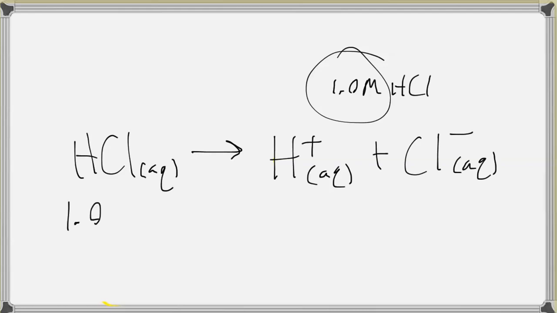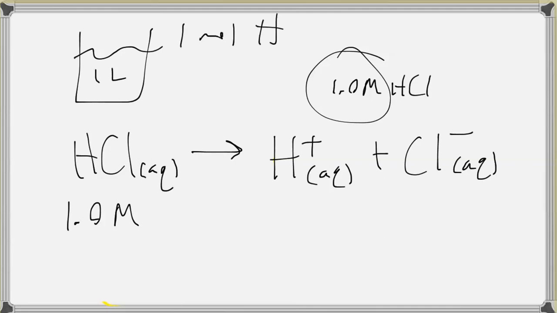So if I have 1.0 molar HCl in that solution, in other words, let's say we have a liter of water, that means I have 1 mole of HCl I put in there. So it gives me a 1 molar solution. Well, then I'm also going to make 1 mole of H plus and 1 mole of Cl minus, which means I'll have 1.0 molar H plus and 1.0 molar Cl minus in that solution.